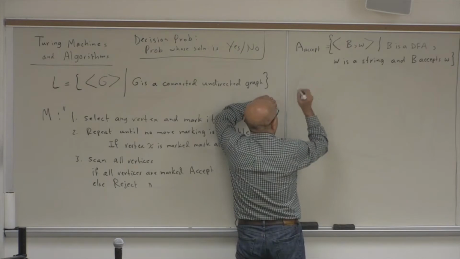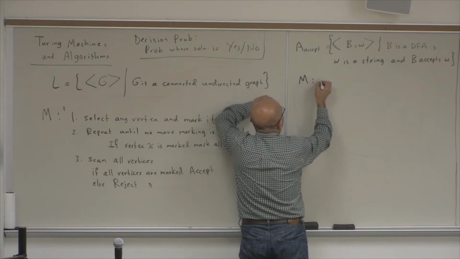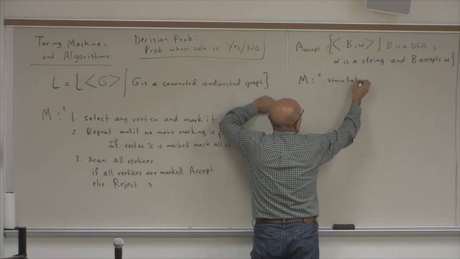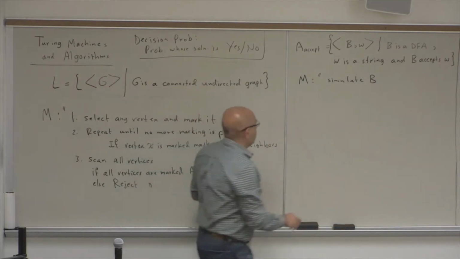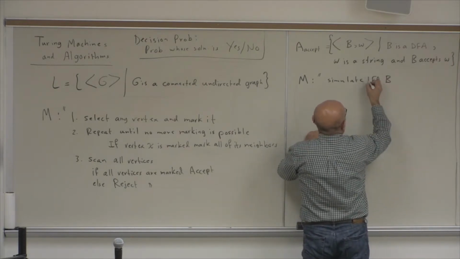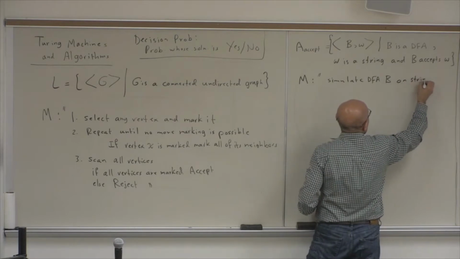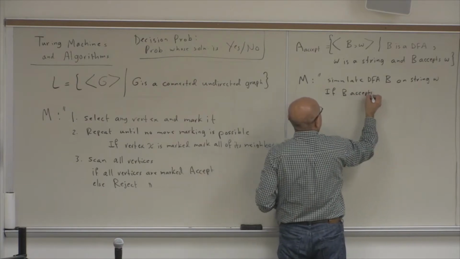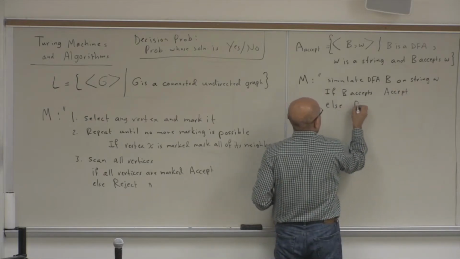So a Turing machine for this, let's call it machine M. So M is going to say: simulate finite automaton B, or DFA B, on string W. If B accepts, accept, else reject.